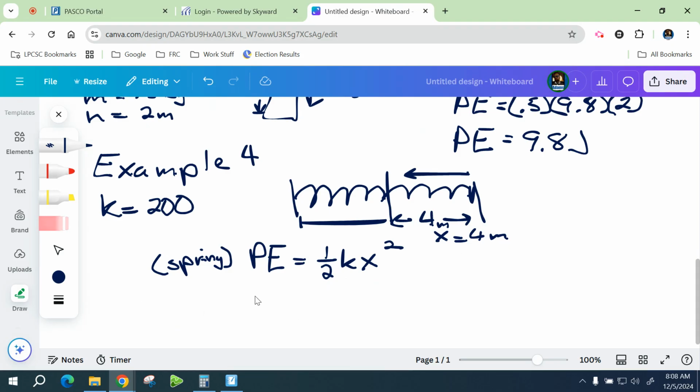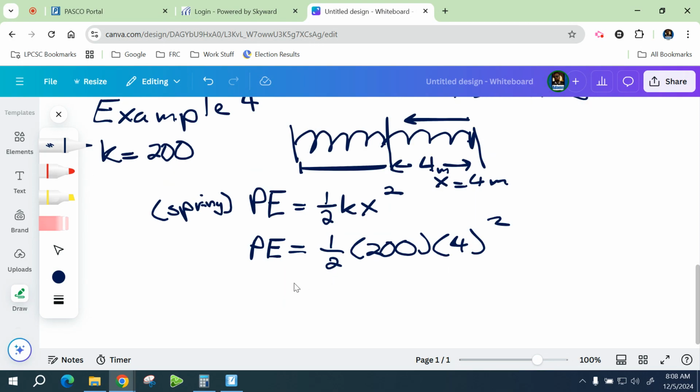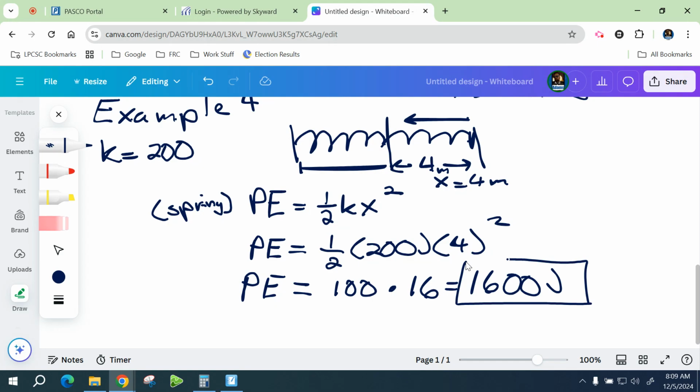Well, we just plug it in the formula. The potential energy of the spring is equal to 1/2 times 200 times 4 squared. And so we'll do this one by hand because I like to do math. Bless you. 1/2 of 200 is 100 times 4 squared. 4 times 4 is 16, or 1,600 joules. Okay? Any questions on that?